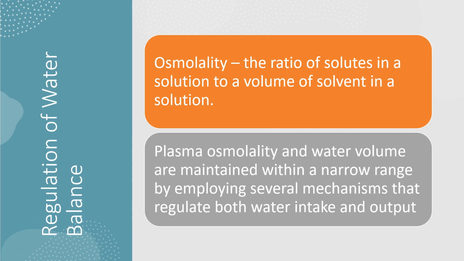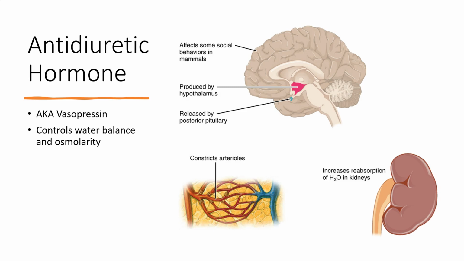And so we have to maintain our osmolality and our water volume within a narrow range, because remember, if we change osmolality, you're going to have water move between the extracellular fluid and the cells. And so let's look at some mechanisms that we use to regulate osmolality and water intake. So our main hormone we're going to talk about here is antidiuretic hormone. It's also called vasopressin. It controls water balance and osmolarity.